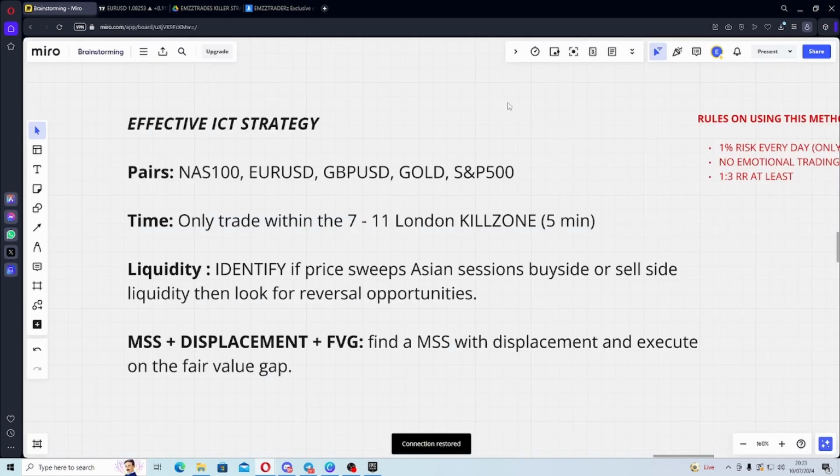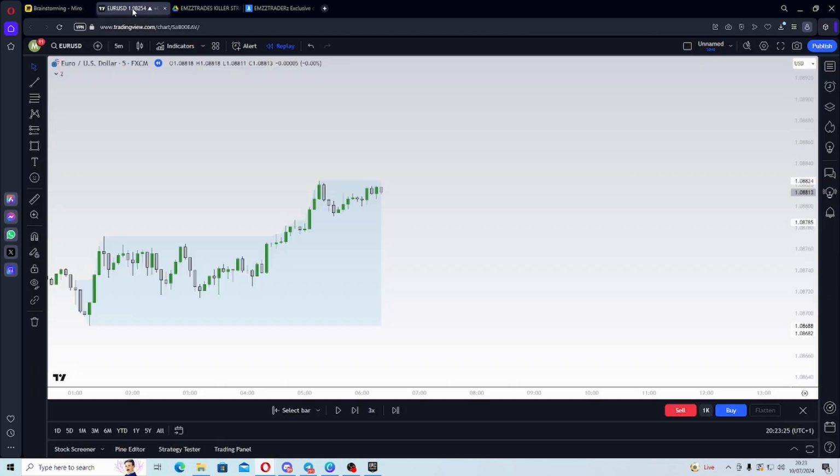I have a checklist right here which has the pairs, time, liquidity, and the other steps that you need to follow for this strategy to actually work, okay? You need to use NAS 100, Euro USD, GBP USD, Gold, or S&P 500, okay? I'm going to be using Euro USD today, and you only trade within a 7 to 11 London kill zone on the 5 minute time frame.